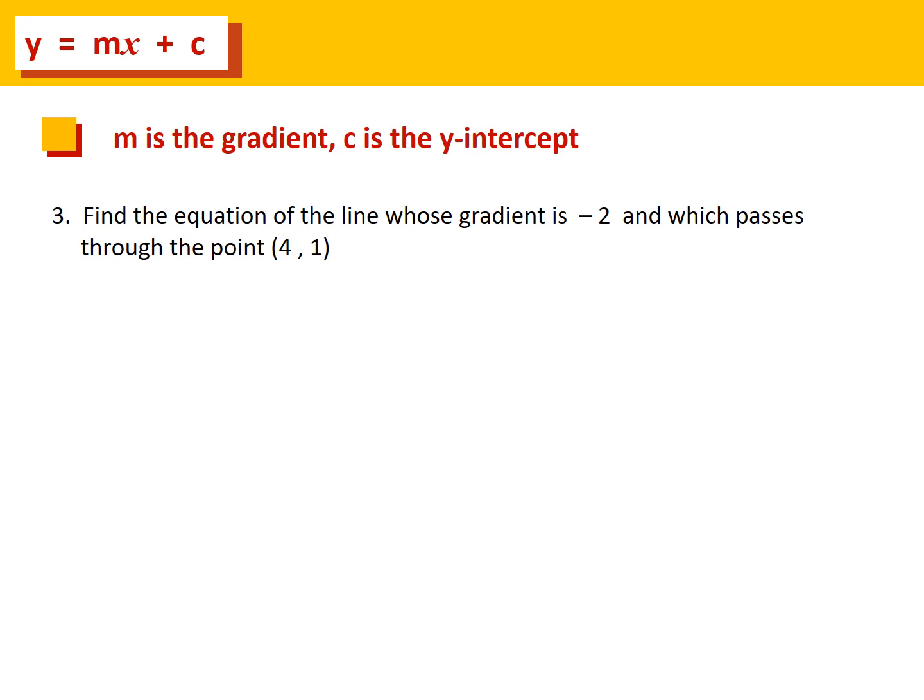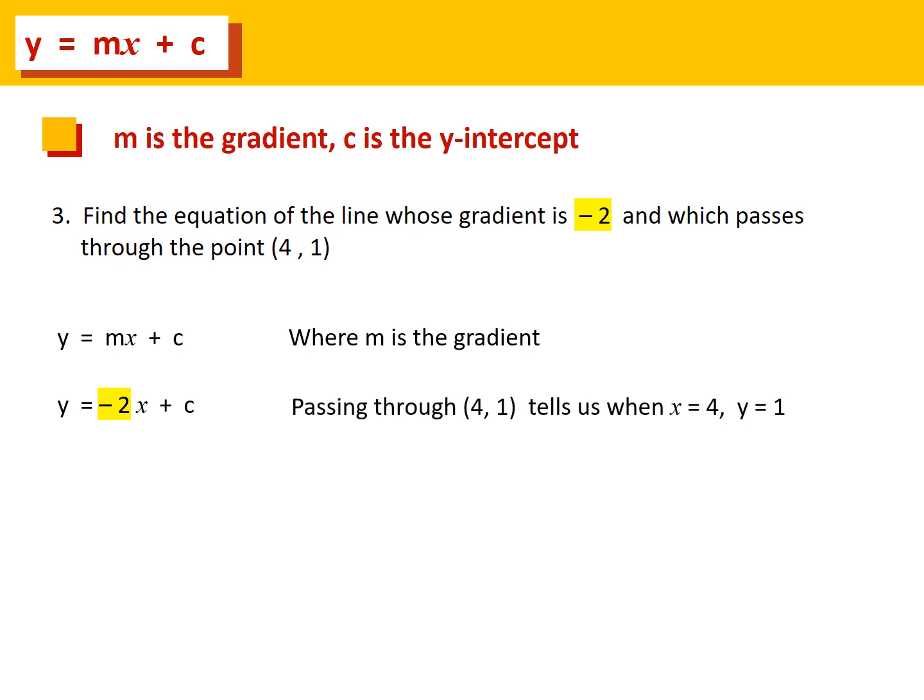And in example 3, once again the key information we're looking for is that gradient of -2. So the equation begins y equals -2x plus the constant. We're going to use those values of x and y, 4 and 1, in order to find the value of c, the constant. So y equals -2x plus c, when we substitute our x and y values in, becomes 1 equals -2 lots of 4 plus c.